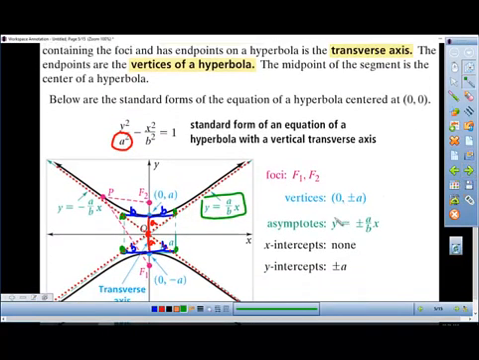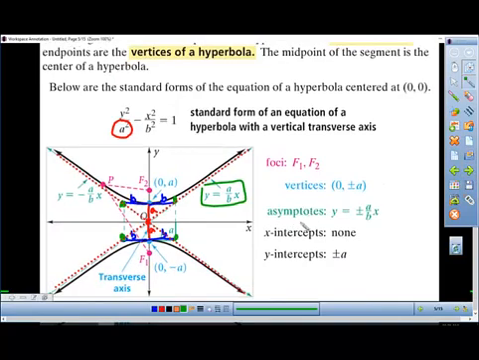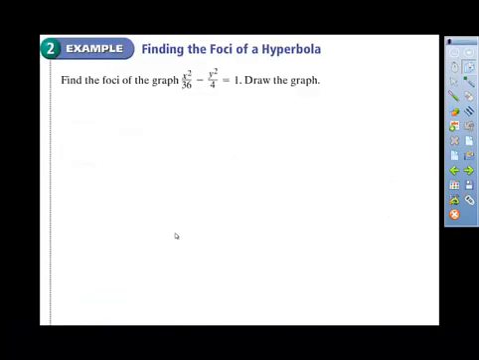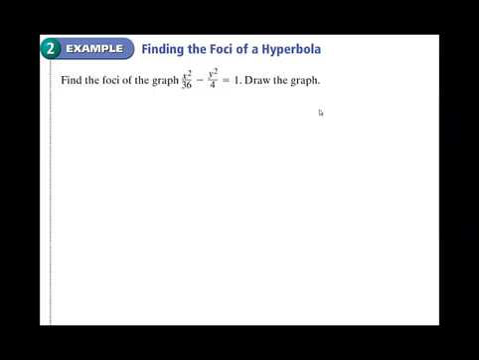All right. So all this stuff on the side here that talks about the x-intercepts, y-intercepts, and then the vertices and the focus. I've already talked about the focus and how we find that. We're just going to do 2 examples, and that should be enough for you guys. All right. So this one says find the foci of the graph and then draw it. It gives us our equation.